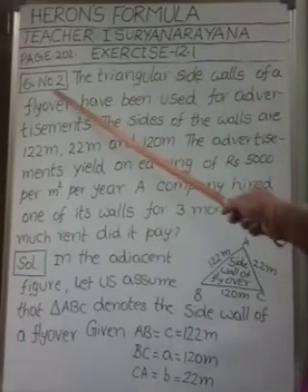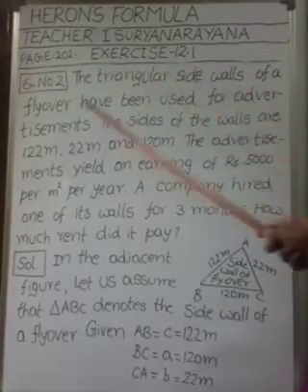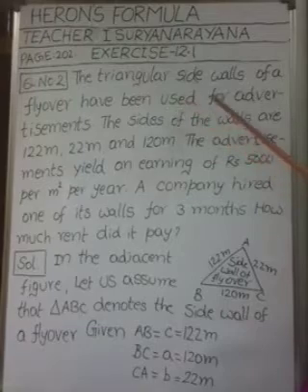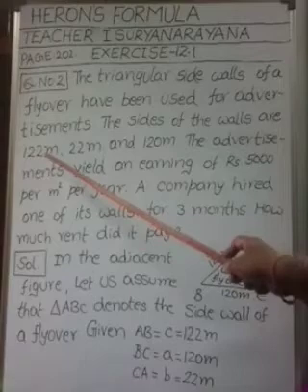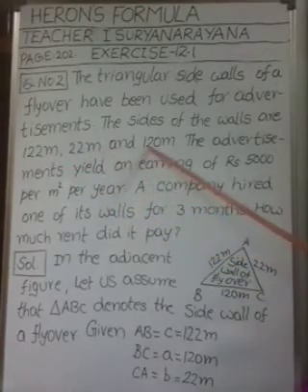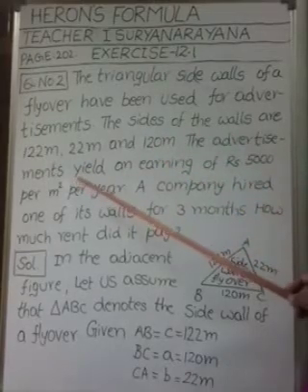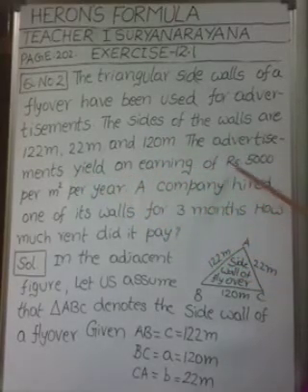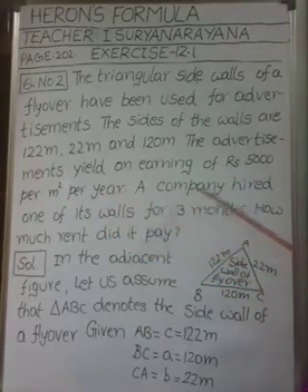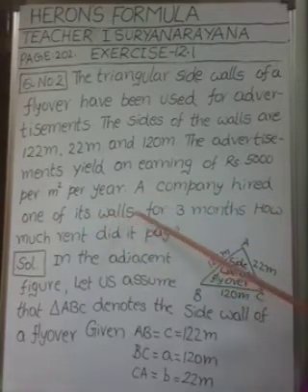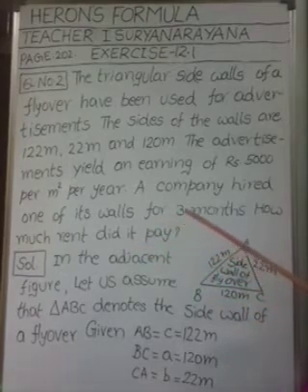Now come to question number 2. Question number 2. The triangular side walls of a flyover have been used for advertisements. The sides of the walls are 122 meters, 22 meters and 120 meters. Okay, my dear children. The advertisements yield an earning of 5,000 rupees per meter square per year. A company hired one of its walls for 3 months. How much rent did it pay? Understood this question, my children?